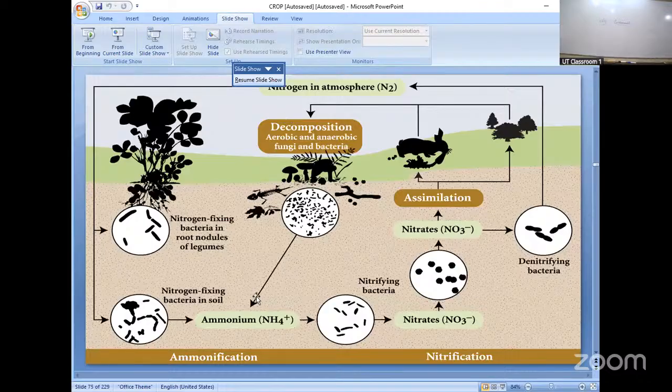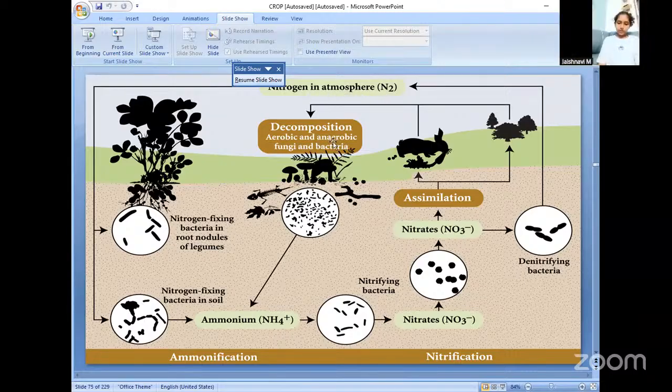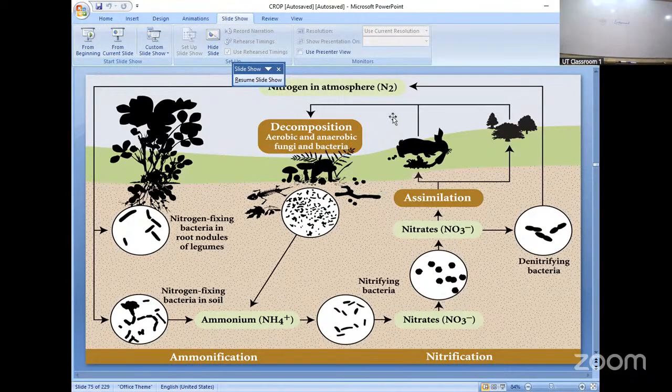Like this. See, the nitrogen is present in the atmosphere, right? Yes, ma'am. So, can you describe this? Will it be possible? Just try. Look into the cycle and just try.